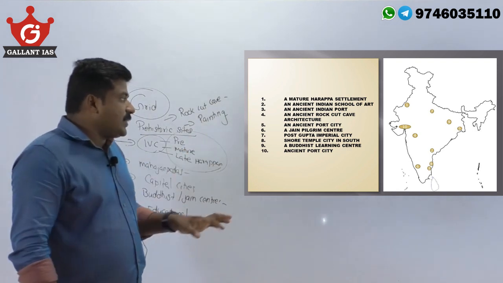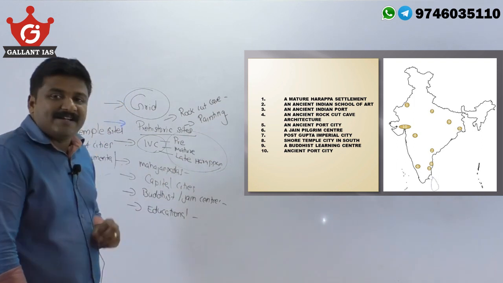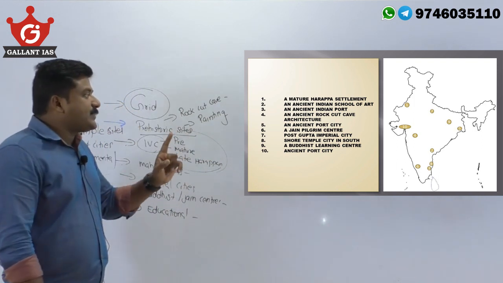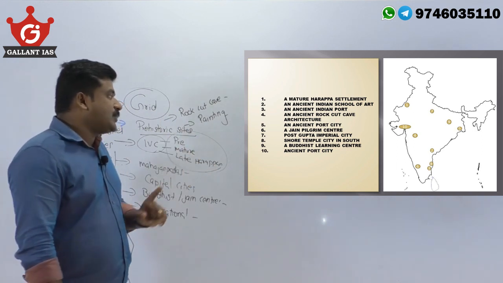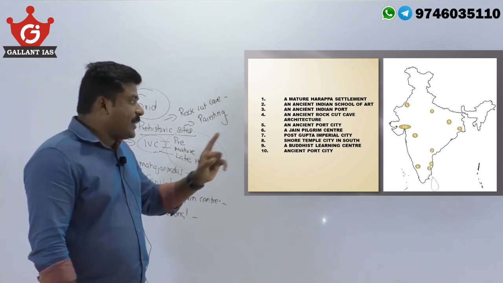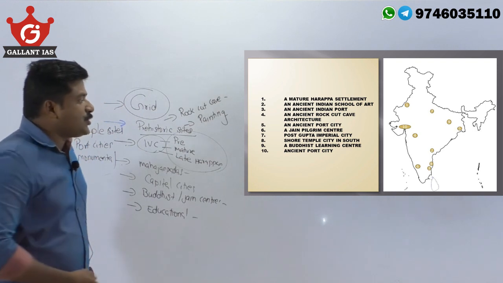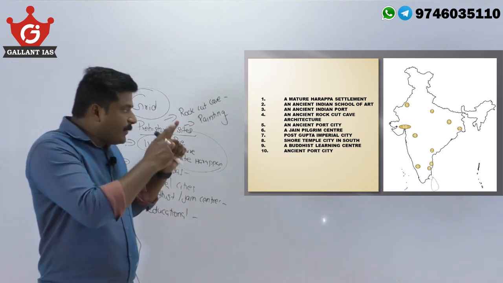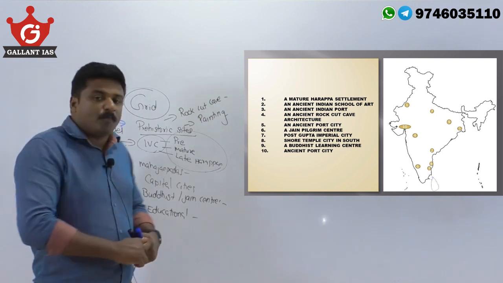Now here in this sectional test, this is a section wise test, we will be solving 10 sites: mature Harappan settlement, ancient Indian school of art, ancient Indian port. Number 4 is ancient rock-cut cave architecture. Number 5 is ancient port city. Number 6 is Jain pilgrim center. Number 7 is post-Gupta imperial city. Number 8 is shore temple city in the south, Buddhist learning center, ancient port city.